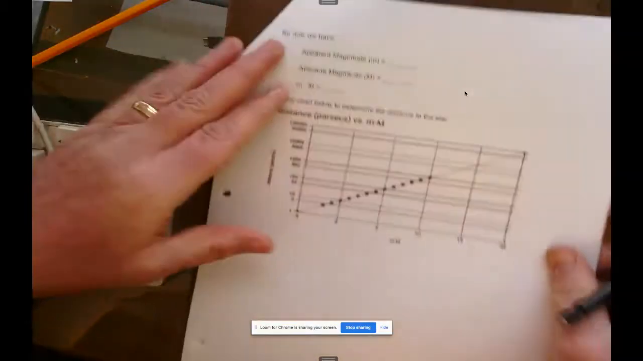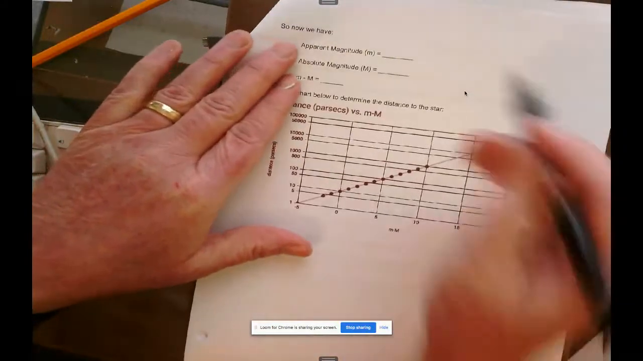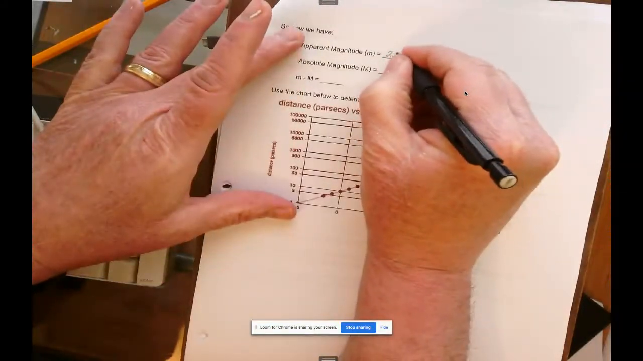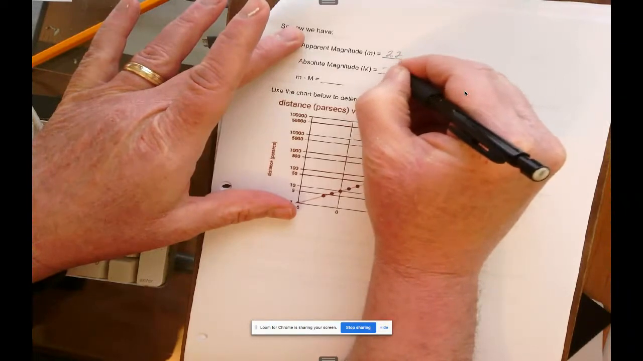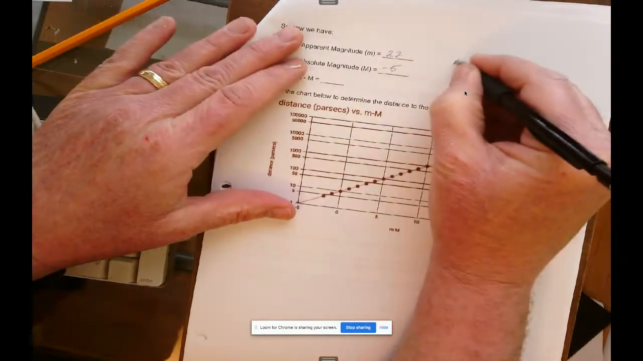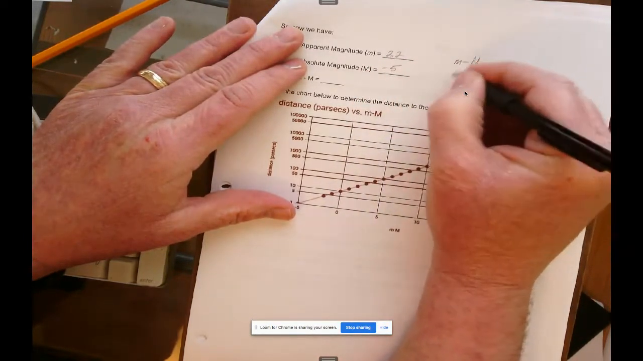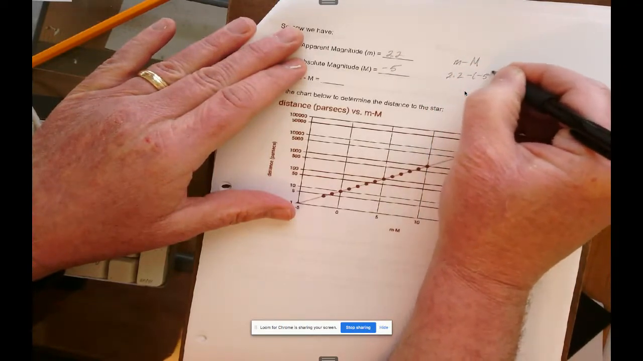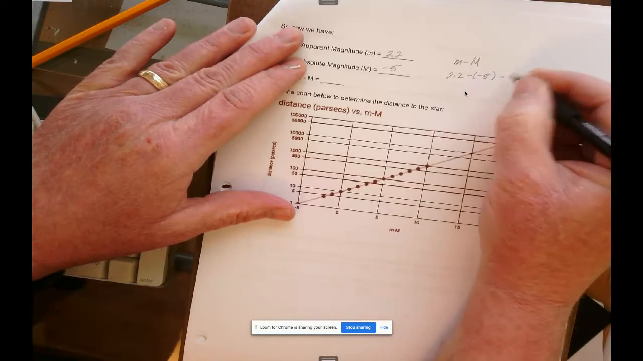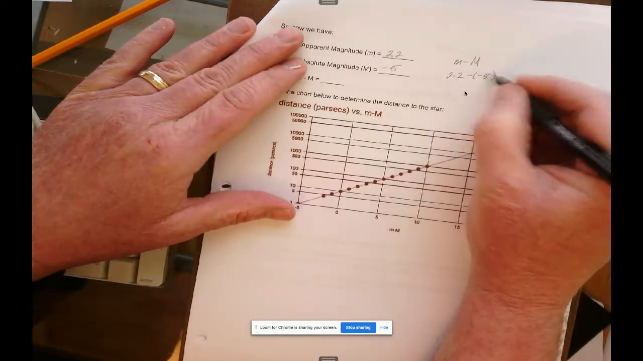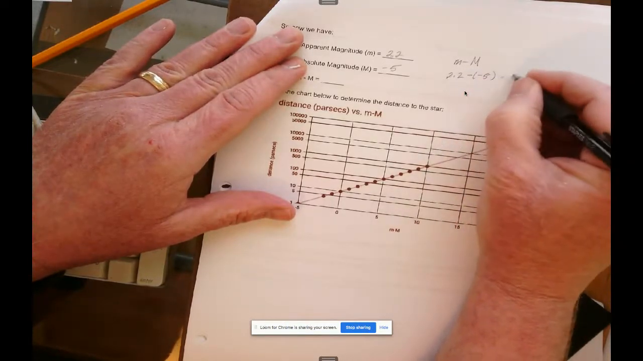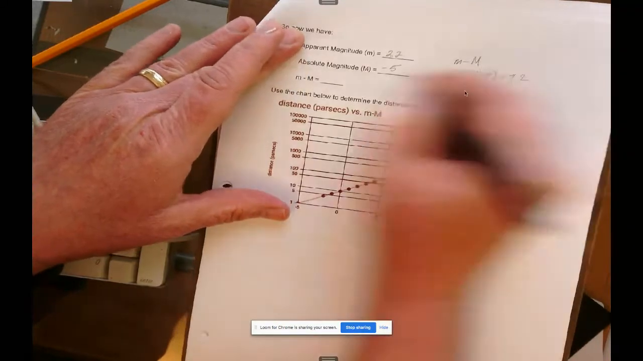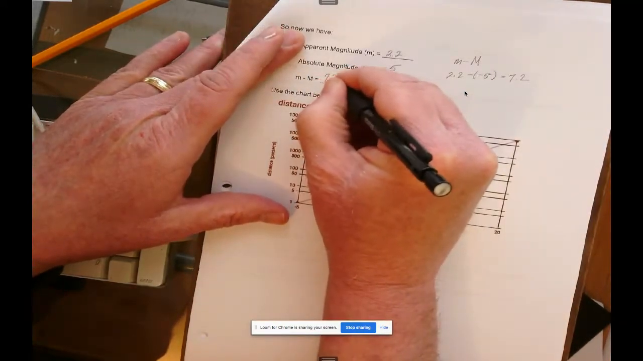Now I'm just going to copy those over onto the next page. So the apparent magnitude, the little m, was 2.2. The big M was -5. Then we have to do little m minus big M. So 2.2 minus -5. You can do it in your calculator, or remember, minus is a plus. So 2.2 plus 5 is 7.2. So my m minus M is 7.2.